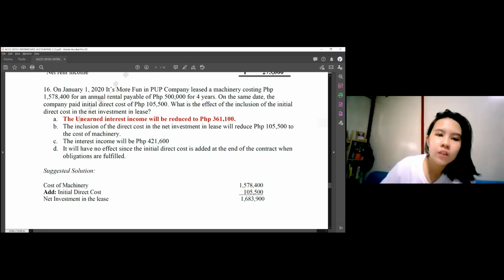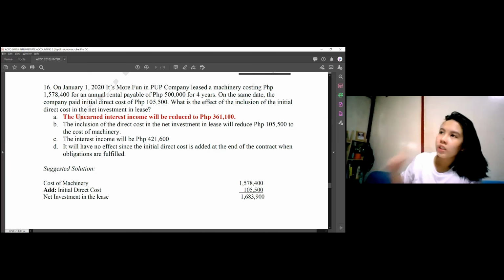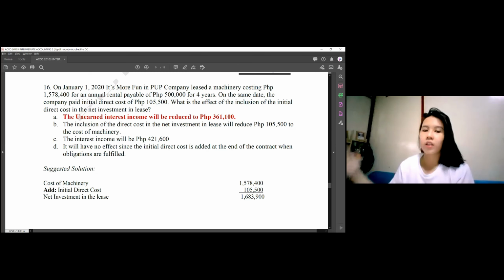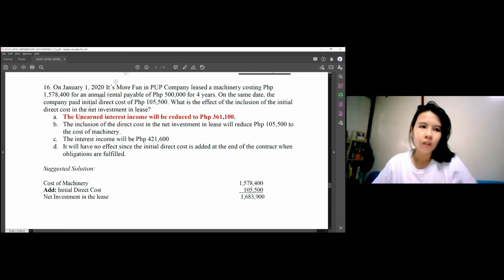Okay? So, and remember, 'di ba, as discussed kanina, kapag merong initial direct cost, there are cases when we need to recompute for the rate or the implicit rate kasi we have to have a rate na nagmamatch dun sa current na value niya or dun sa fair value plus initial direct cost. So sometimes we need to interpolate. Yan.